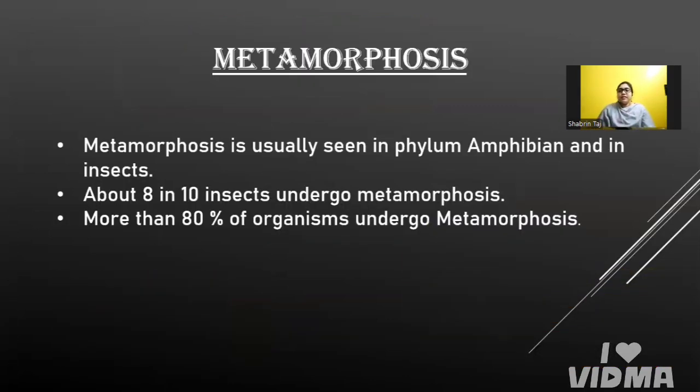And metamorphosis is usually seen in amphibians. Amphibians are those organisms that live both on land and in water. And in insects as well. If you consider 10 insects like spider, ant, moth, etc., in 8 of them metamorphosis will definitely be shown. And when you consider all organisms, more than 80% of them undergo it.